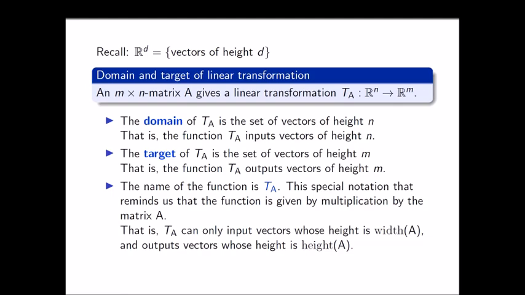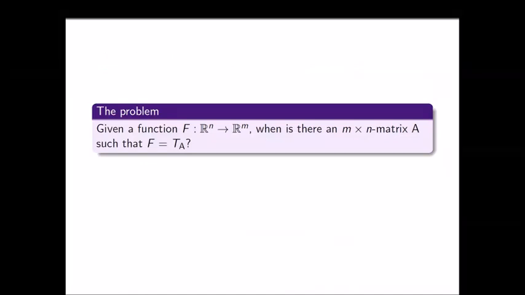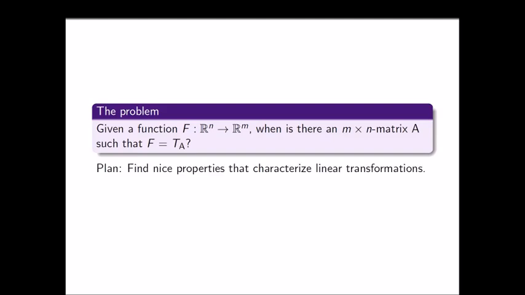So far, we have seen linear transformations that we get from a matrix A, but can we go in the other direction? In other words, if I start with a transformation from Rn to Rm, when can I guarantee a matrix A such that F is actually the transformation that we get from A? So to find the answer to this problem, we are going to first explore some nice properties that characterize linear transformations.